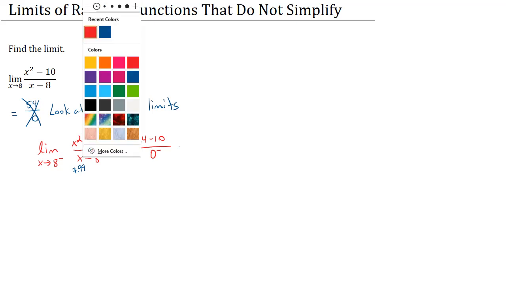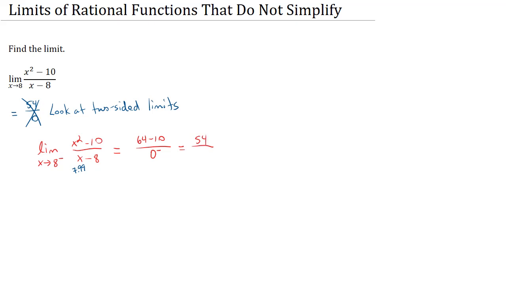So I'll indicate that with a negative superscript. And so now what we have to think about is, all right, we have 54 divided by a really tiny negative number. You might think of, just to visualize this, negative 0.01, or, to be even more extreme, several zeros followed by a 1. And the goal here is to understand the behavior of this. If you divide 54, which is a positive number, by a really tiny negative number, you're going to get a really big negative number. So the left-sided limit is negative infinity.